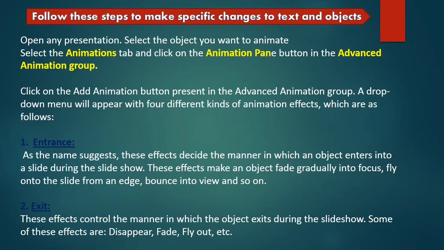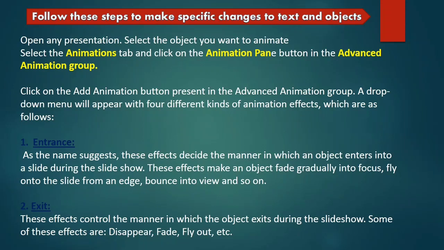Follow these steps to make specific changes to text and objects. Open any presentation. Select the object you want to animate. Select the Animations tab and click on the Animation Pane button in the Advanced Animation group. Click on the Add Animation button present in the Advanced Animation group. A drop-down menu will appear with the 4 different kinds of animation effects, which are as follows.